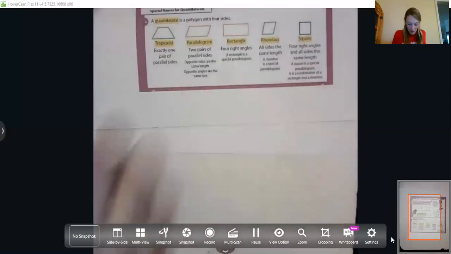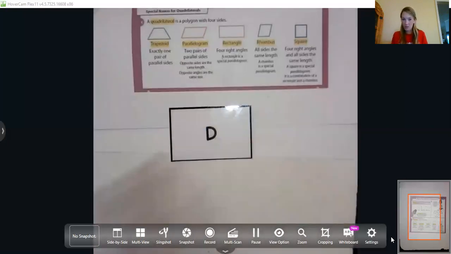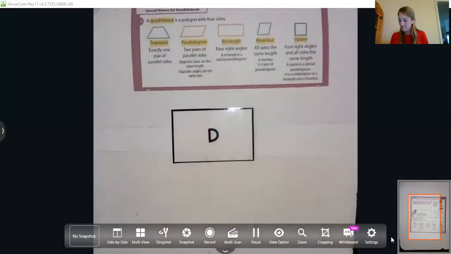Okay. Let's try another one. Let's try this one. Okay. So let's go through our words. Could it be a trapezoid? Only one pair of parallel sides?